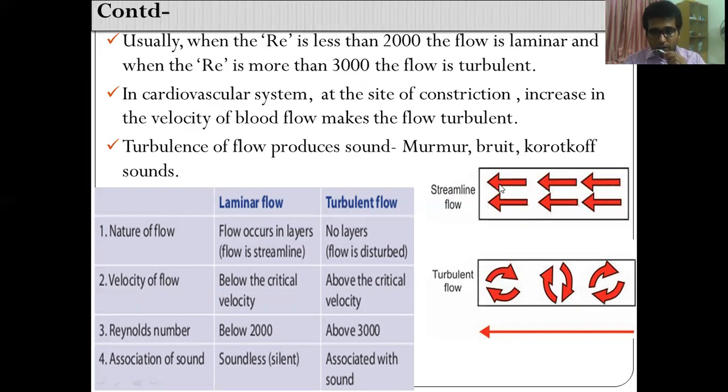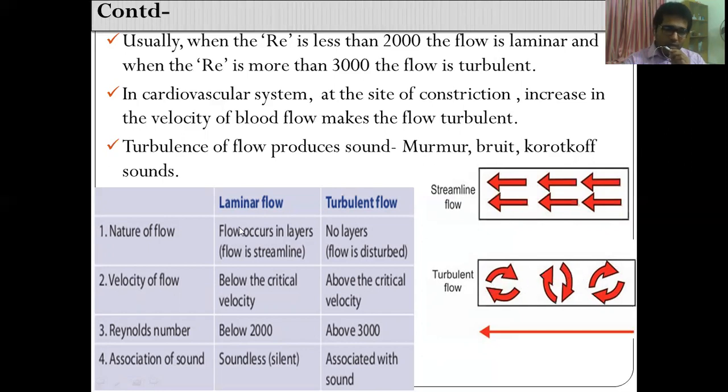Okay, if you see this picture clearly, you can see this is the streamline flow. The flow occurs layer by layer. And in the second picture, there is turbulence. There is a whirlpool. The flow is not laminar, so this is called turbulent flow.